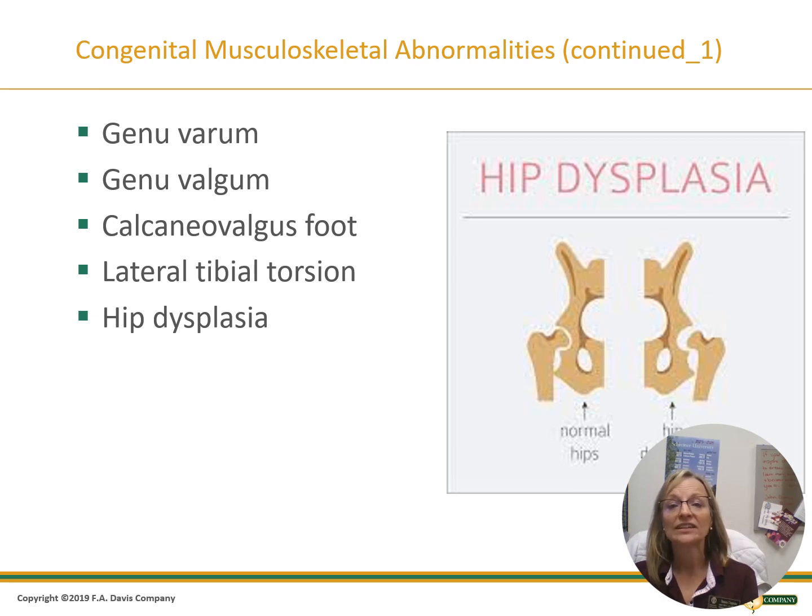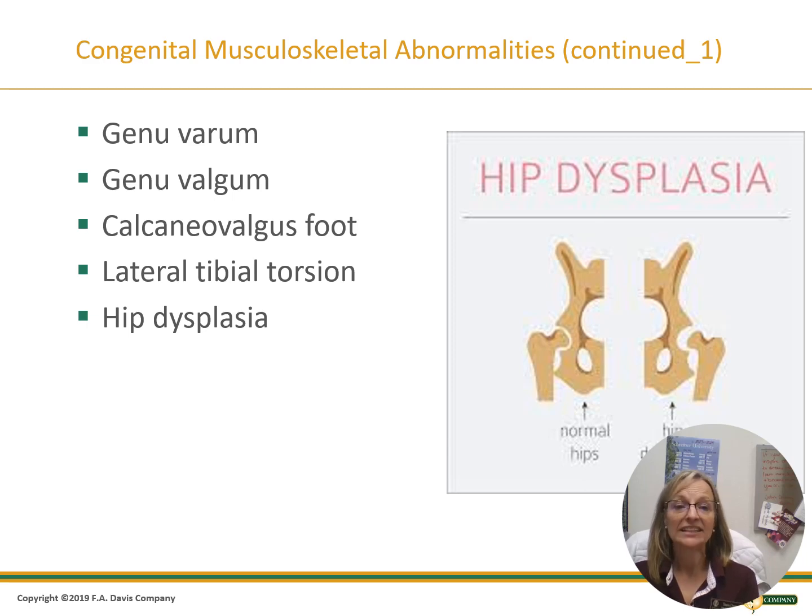Medial physeal hemiepiphysiodesis, which stops the growth plate on the side of the deformity to allow the deformity to correct. And osteotomy, which is a wedge of bone removed to correct the deformity.